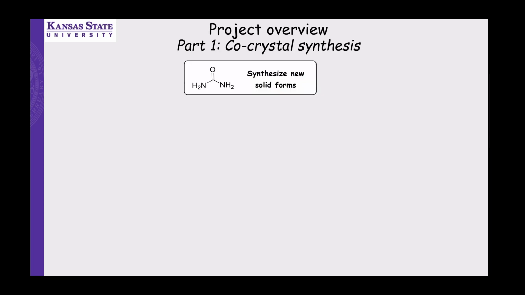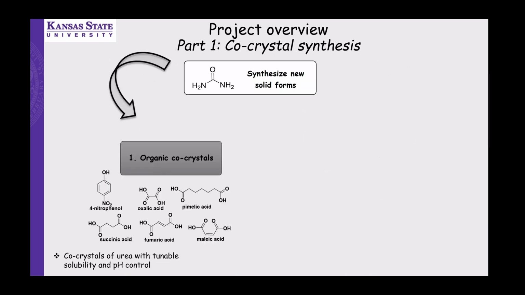So a quick overview of the project. There are essentially two parts of this. This is the chemistry part. In the Department of Chemistry, we're going to try to make new solid forms, new co-crystals of urea.